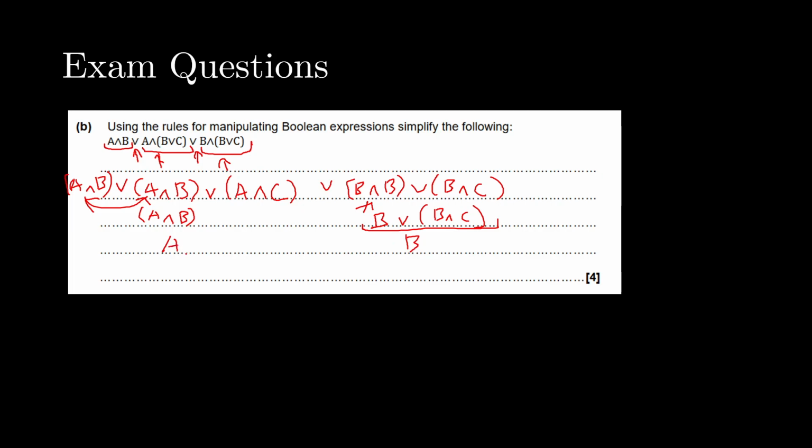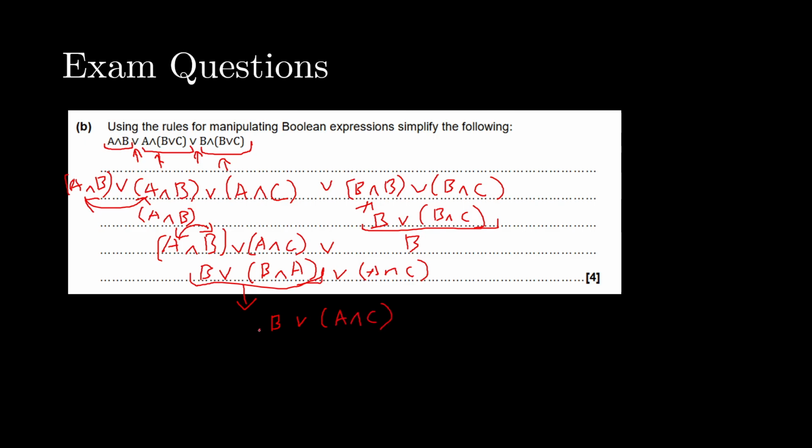So we have A and B, or A and C, or just B. And then if we rearrange this B into the front here, I'm going to switch these two around so you can see it more clearly, but this is going to be B and A, or A and C. And we can use the absorption law here again, so this will just turn into B, and then the final answer is just going to be B, or A and C. And then that's fully simplified.